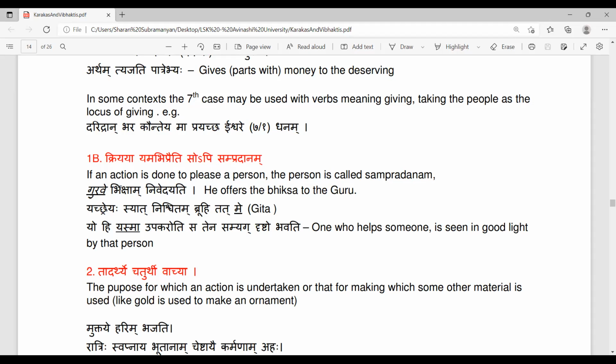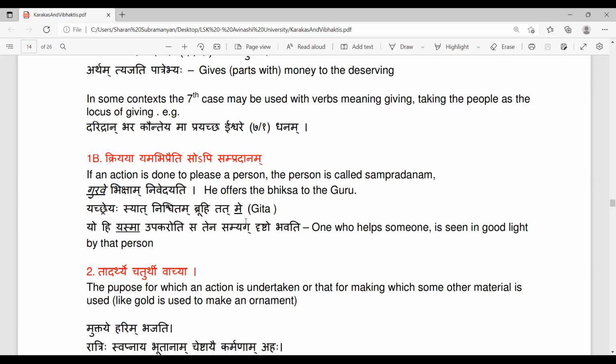Karta is shishya. To whom? To Guru. Why? He wants to please the Guru. He wants to make the Guru happy. Or he reciprocates his devotion or gratitude towards Guru by means of giving dakshina. So Gurave. So therefore offers to the Guru. So Gurave, Guru is the one who is the recipient of bhiksha. So therefore sampradana.